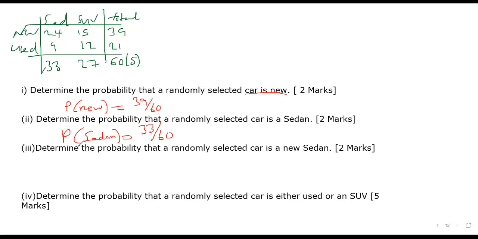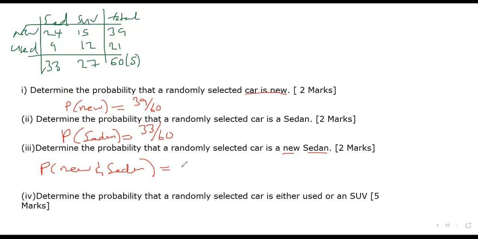About part 3, probability of a new and it's a sedan. There's a missing word here. New sedan. It's not missing per se, but it's correct. It's a new sedan. So probability of what? New and sedan.